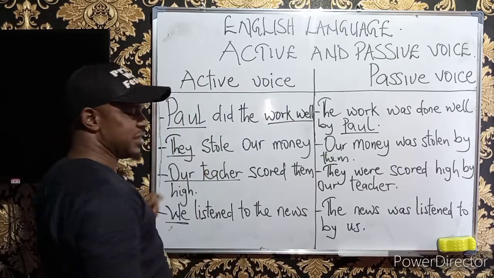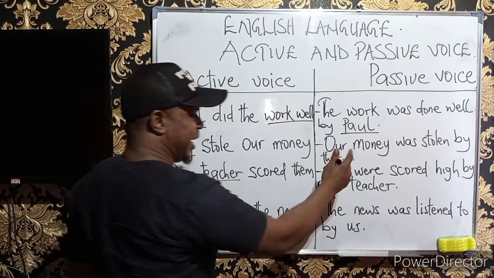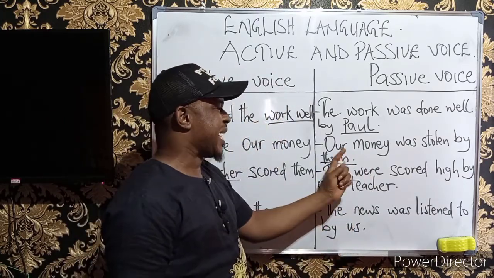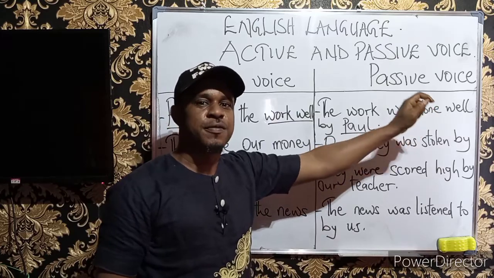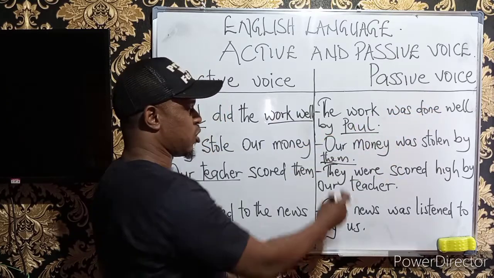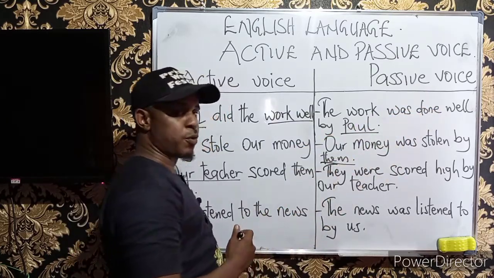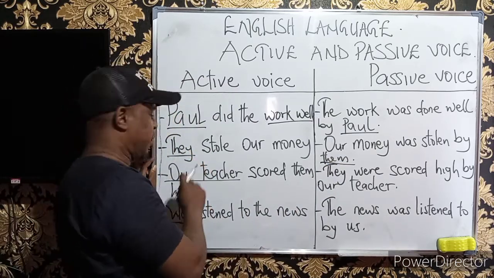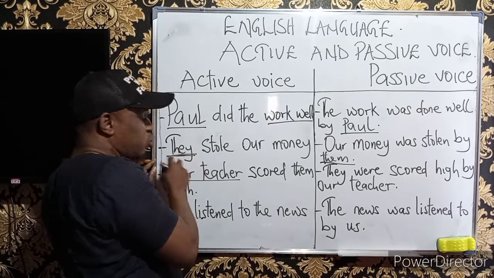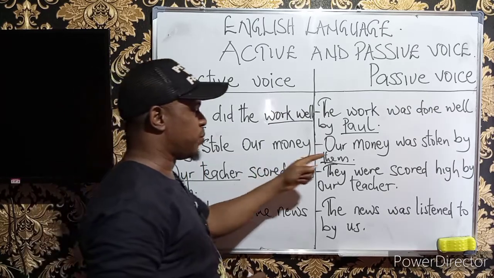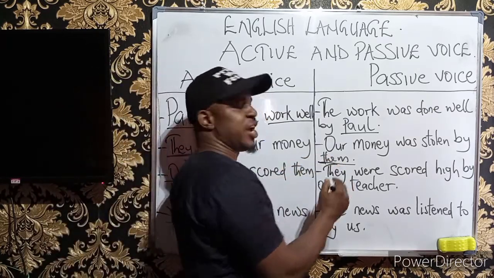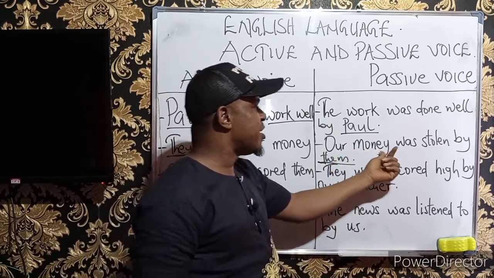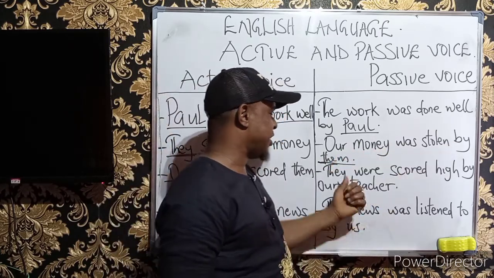They here is the subject, but here it turns to them. The reason is because it has gone to the objective aspect. This is what we call the objective case of the pronoun. Here, because it was in the subjective case, that's why it took this shape. But going to the objective case, it becomes them. So that's what we are saying: our money was stolen by them.